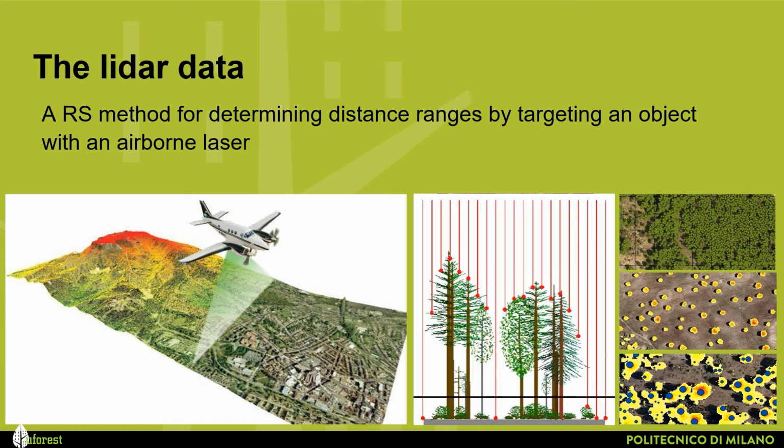LIDAR data usually are provided in point data, named pulses, and summarized into a raster map, for example, of mean values per pixel.